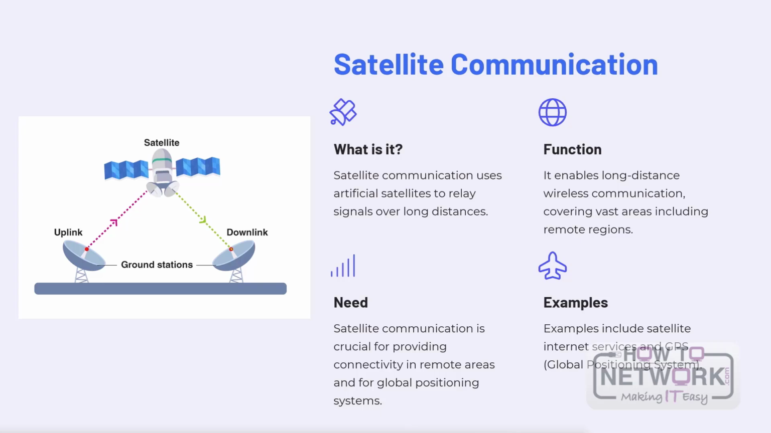So another type of wireless communication is satellite communication. Satellite comms leverages artificial satellites orbiting Earth to relay signals over vast distances. This technology enables long-range wireless communication, bridging gaps in terrestrial networks and providing connectivity to even the most remote regions. Its significance lies in facilitating global communication and enabling various critical applications.